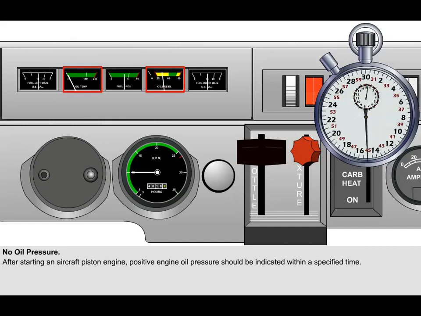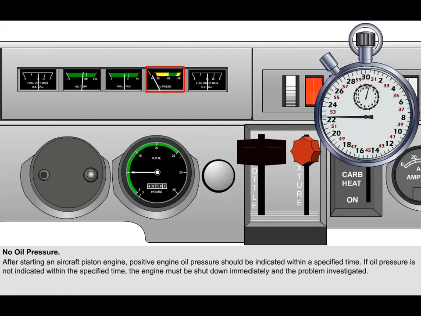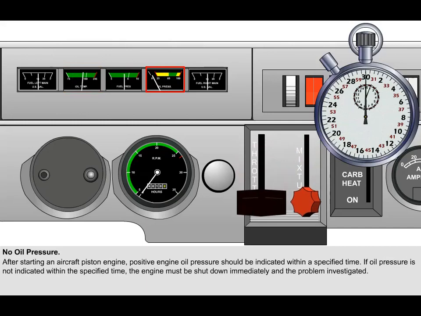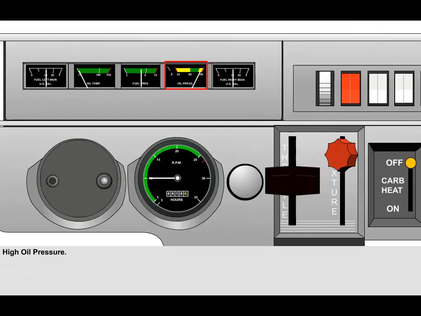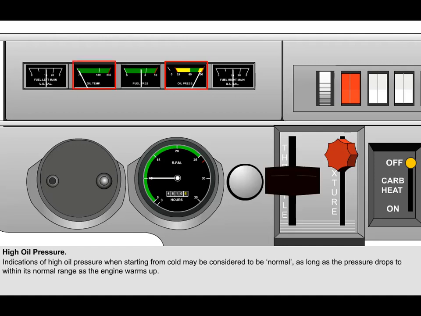After starting an aircraft piston engine, positive engine oil pressure should be indicated within a specified time. The Piper Warrior checklist stipulates 30 seconds. If oil pressure is not indicated within the specified time, the engine must be shut down immediately and the problem investigated. If the engine is started from cold, initially the oil pressure could appear to be excessively high. This indication can be considered to be normal, as long as the pressure drops to within its normal range as the engine warms up. Correct engine operating pressures and temperatures are dependent on each other.